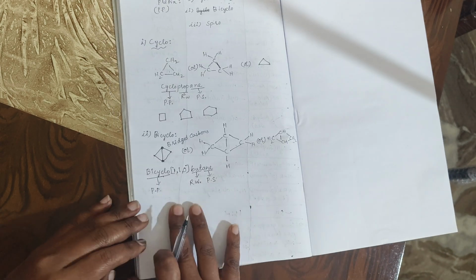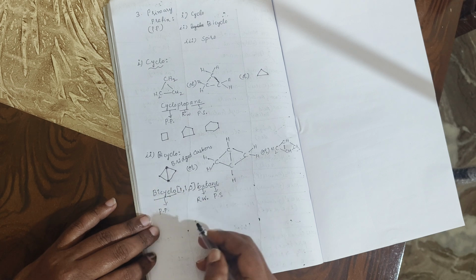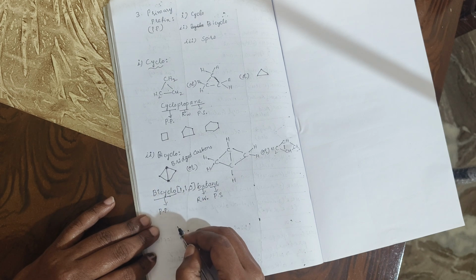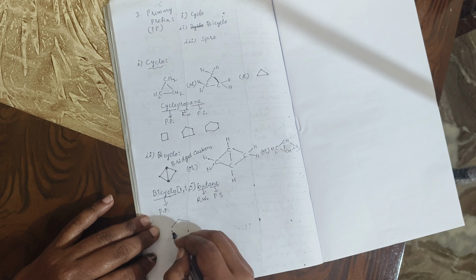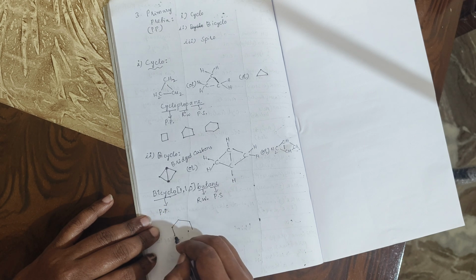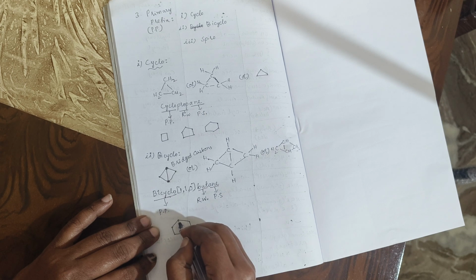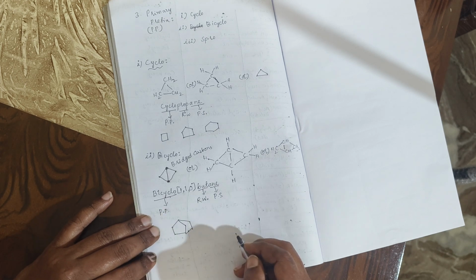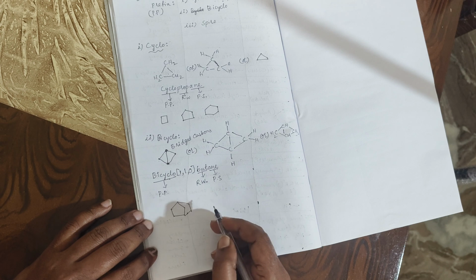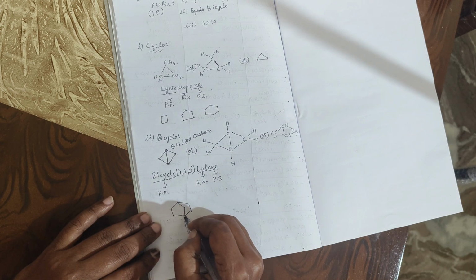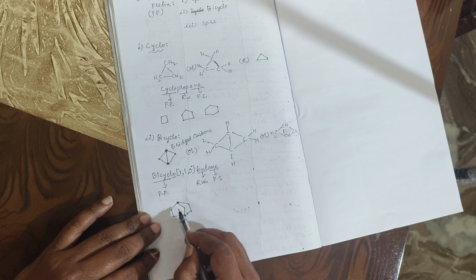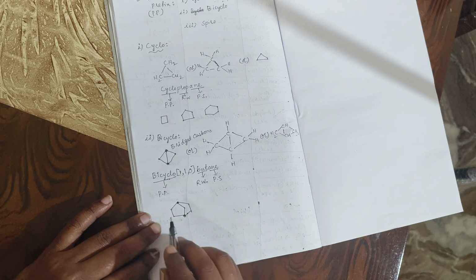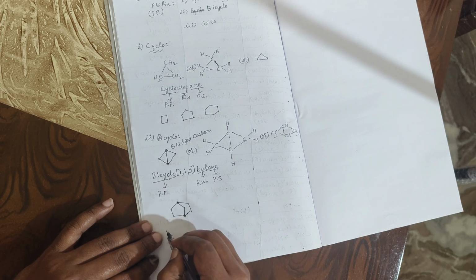See here, we can write one more compound. For example, take this compound. Here, how many carbons are there totally? These two are bridge carbons. Other than these two, 2, 3, 4, 5, 6, 7. Total 7 carbons are there.